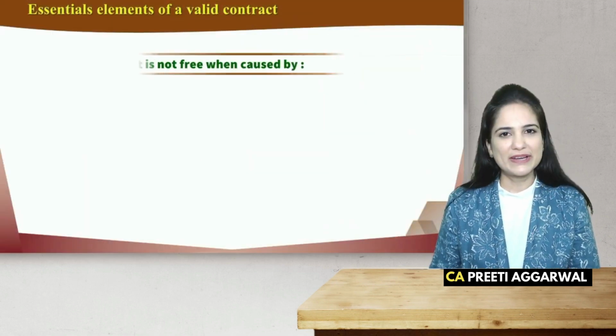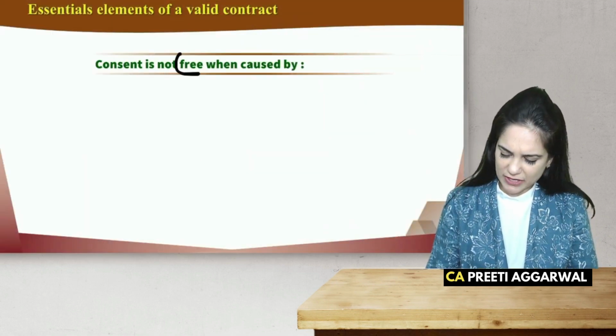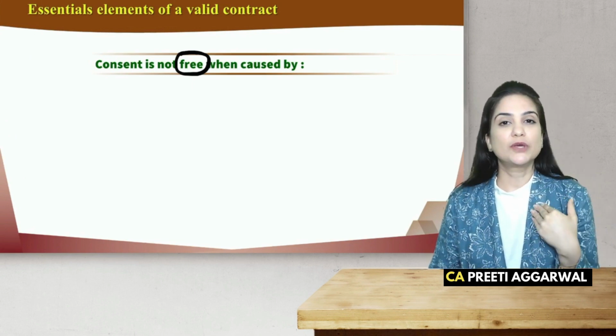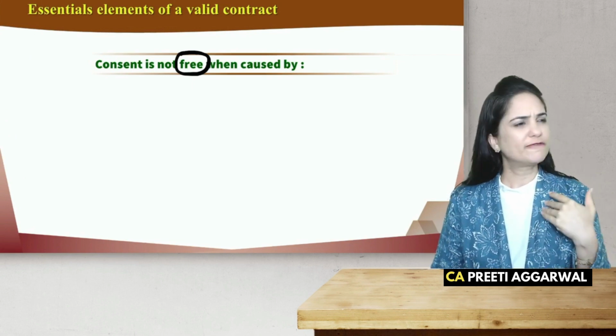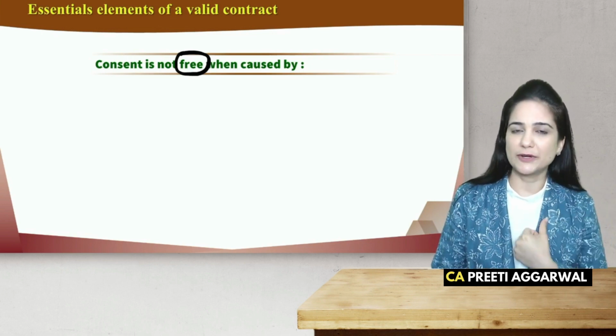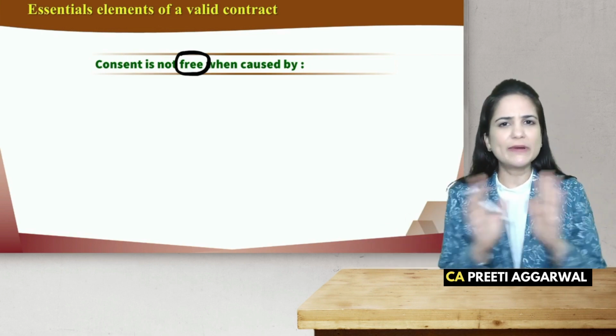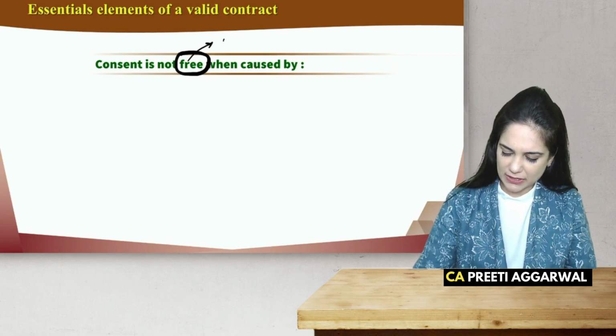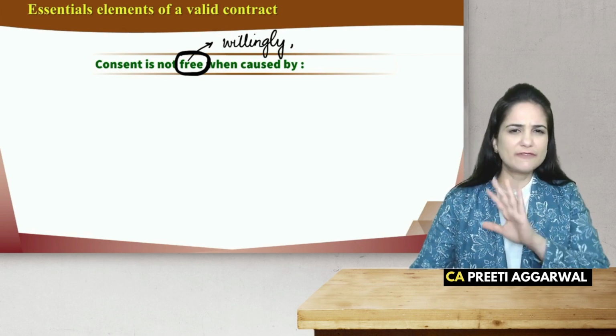The other requirement is that consent must be free. No one has forced you to enter into contract. You are giving your consent out of your free will, free wish, desire. I want to enter into contract and I'm doing it willingly. Nobody has forced me to do it. So consent must be free. You must enter into a contract willingly, without any force.